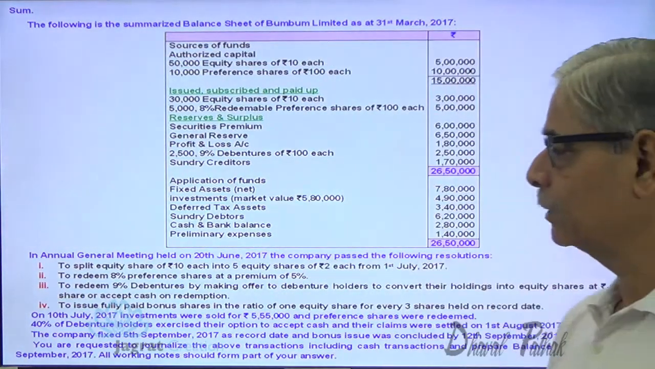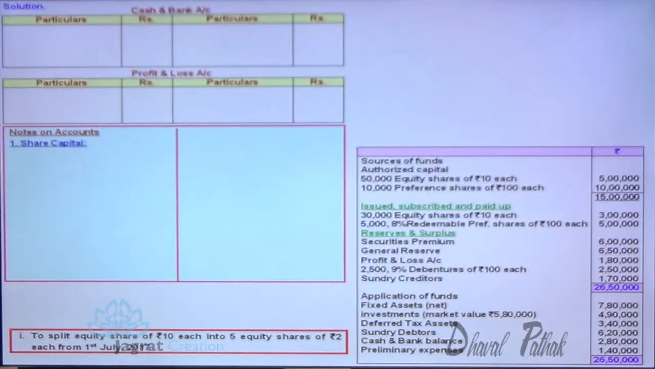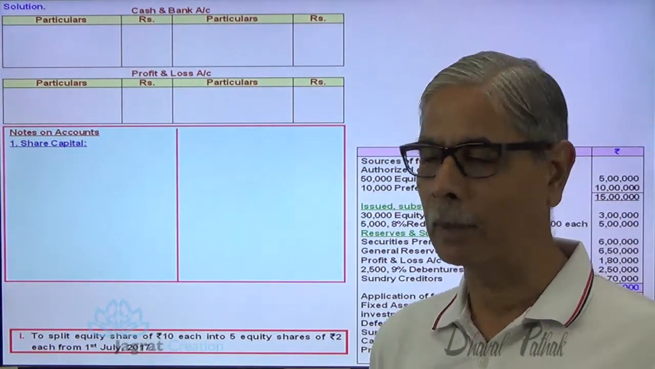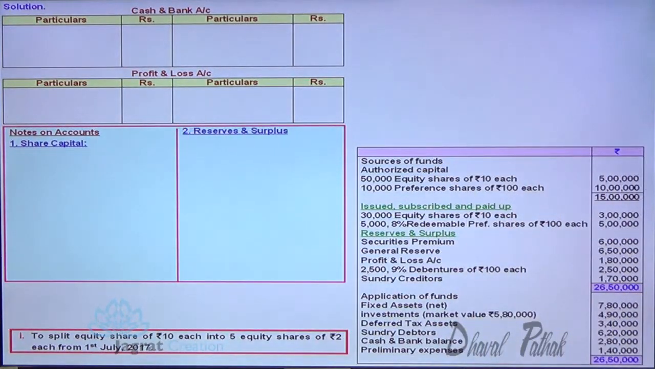Now let me start. So here I am going to prepare necessary accounts. This is my notes on accounts because I am required to prepare the balance sheet. Let me write down the various titles in my notes on accounts.